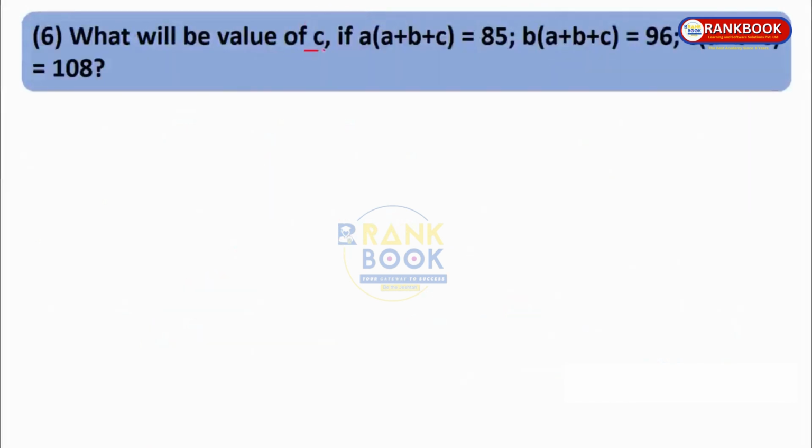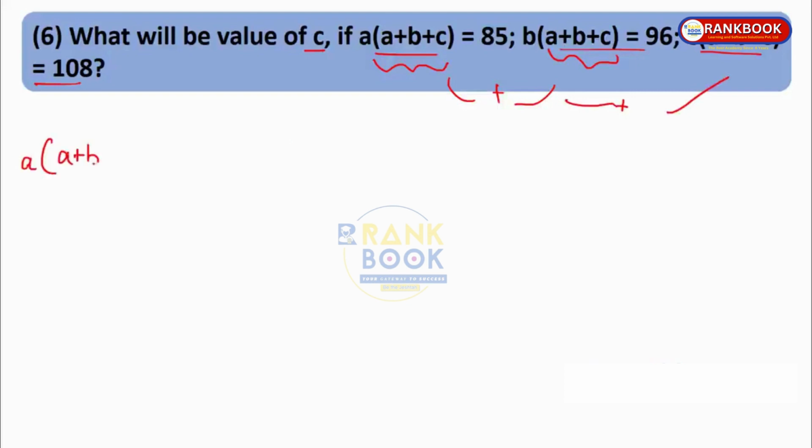What will be the value of C if A into A plus B plus C is 85, B into A plus B plus C is 96, and C into A plus B plus C is 108? Now please remember, whenever you find such repeating things, over here or in any other sums like work and time, always use the following trick. This should be the first preference for solving such kind of sums. What should be the preference? Simply add these things. What will you get?